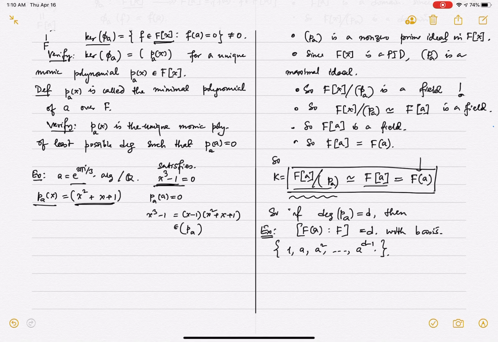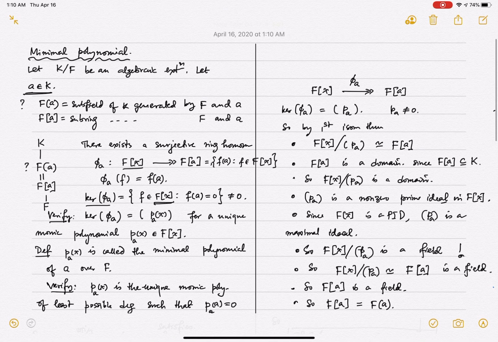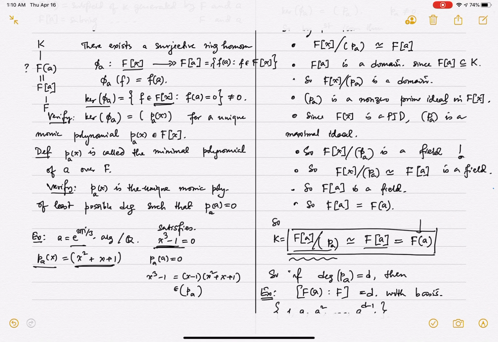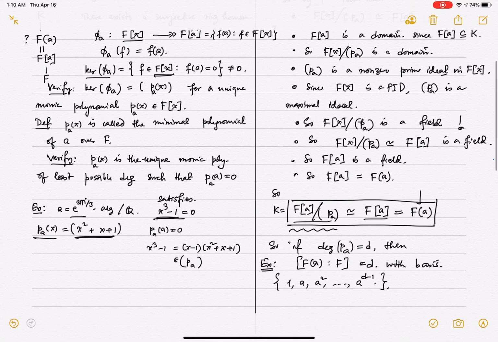So the upshot is that if you take an element that is algebraic, it satisfies lots of polynomials. Take one of least possible degree, and if you make it monic, then it's unique. You call that the minimal polynomial. Then this field generated by F and A is nothing but F[x] mod this minimal polynomial, and every element in this field can be uniquely expressed as a degree d minus 1 polynomial expression in A. We'll continue. We'll see next time that this sort of has an inverse.